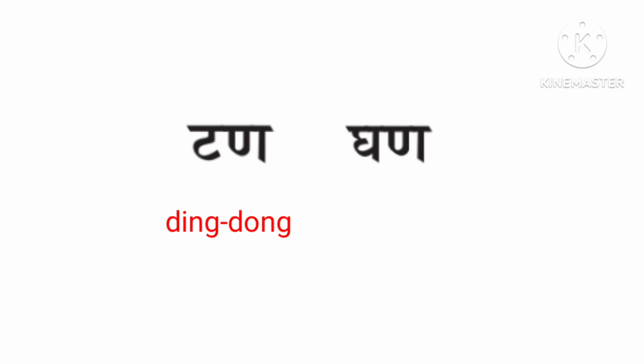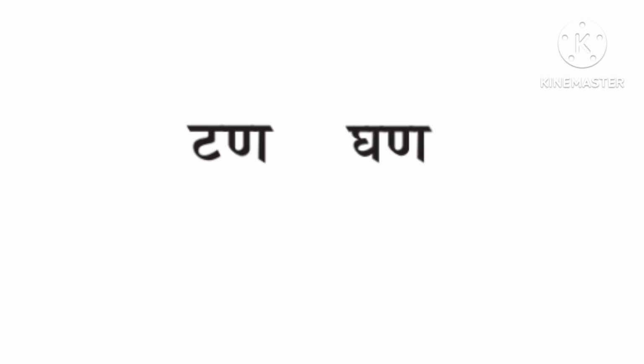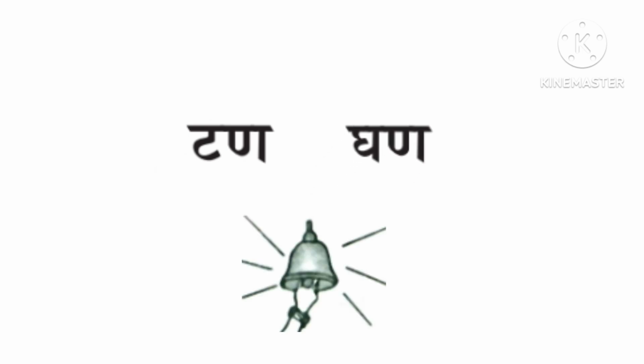Now the words turn and ghan are onomatopoeic words. That is, words that imitate the sound it describes. In English, we would use ding dong or jingle to describe the sound of the bells. Similarly, here, turn and ghan are describing the sound of the bell.